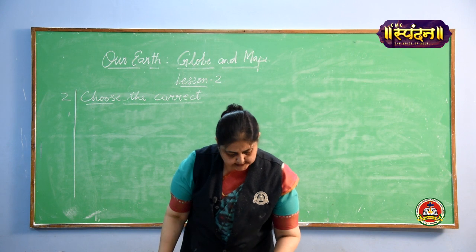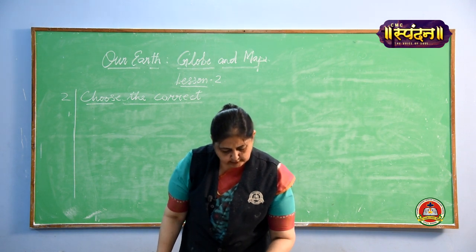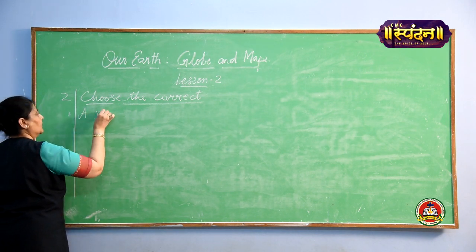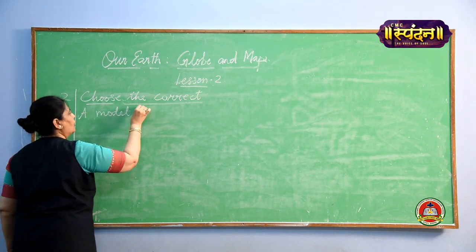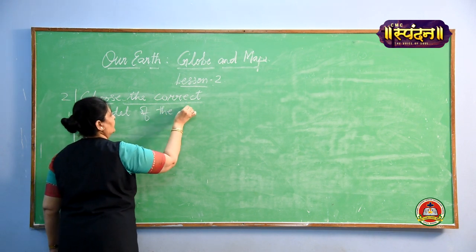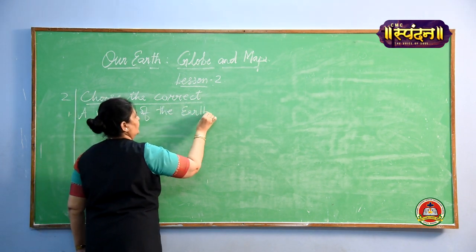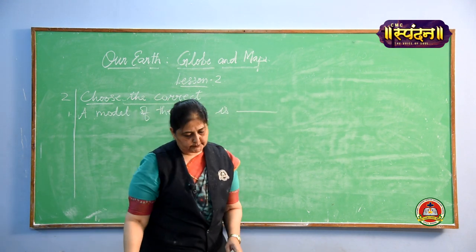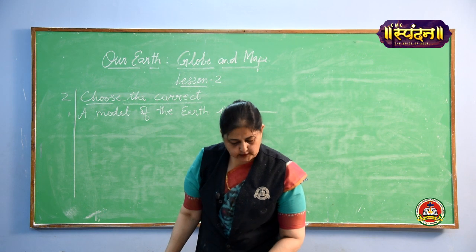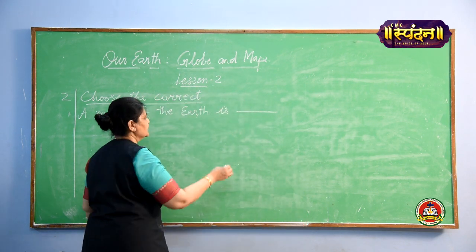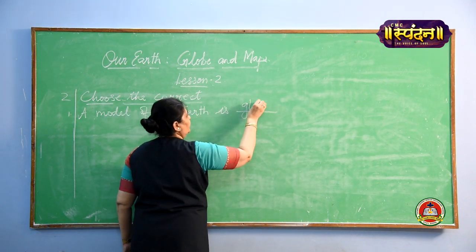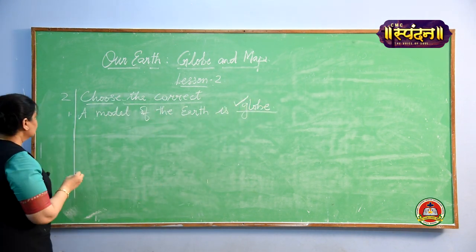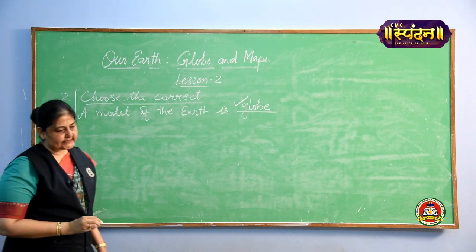The first one is, a globe, a model of the earth. A model of the earth is what, children, out of the three? The options are map, sphere or globe. The answer is globe. Tick globe. Alright?